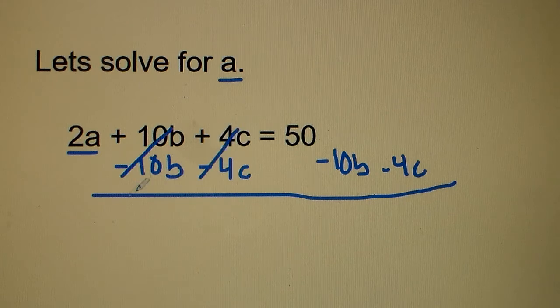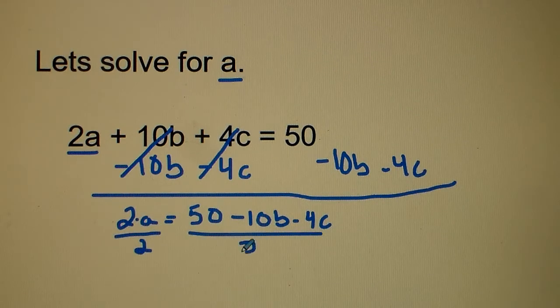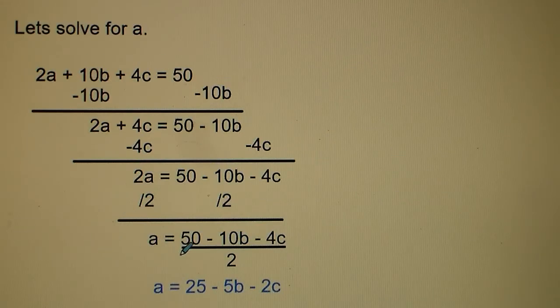These cancel out. So we have 2a equals 50 minus 10b minus 4c. The opposite of times 2 is divide by 2. So I divide everything by 2. And that's how we're going to get our answer here. Nice and pretty. 50 divided by 2 gets us 25. Negative 10b divided by 2 gets us negative 5b. And negative 4c divided by 2 gets us negative 2c. That's our answer for that one.